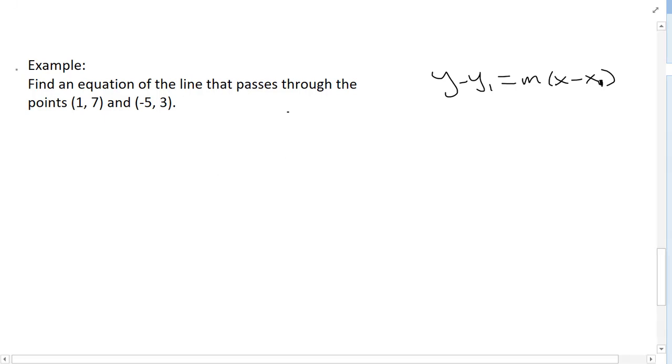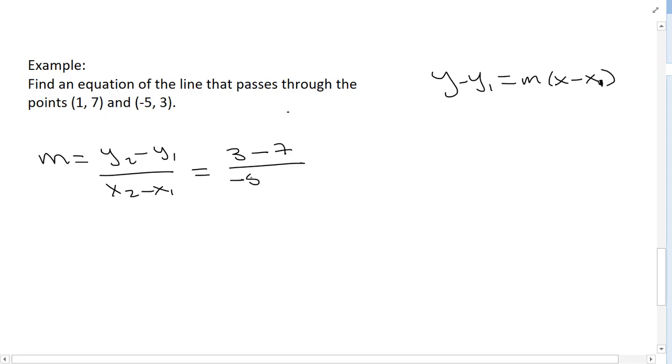Okay, so for this example, find the equation of the line that passes through these 2 points. Same thing, we don't have the slope, so I need the 2 points to find the slope. The slope is y2 minus y1 over x2 minus x1. I'm going to start with the second point this time. So 3 minus 7, divided by, since I started with 3 for the y, I have to start with -5 for the x. So -5 minus 1.